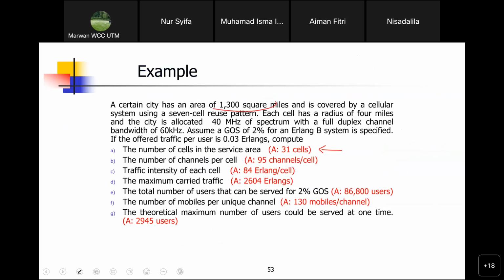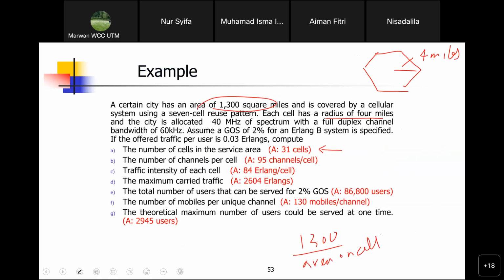So you have an area of 1,300 square miles. Your radius is about 4 miles. So how many cells do you need? What you have to do is 1,300 divided by the area of one cell. You get 31. You just need to compute the area of one cell, which has a radius of 4 miles. Okay, so you will get 31 cells.